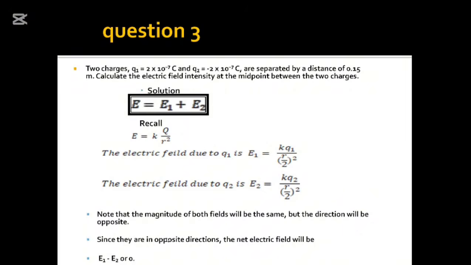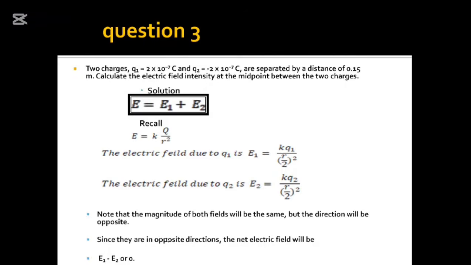Now we'll look at this before I guide you. This one says 2 charges, Q1 equal to 2 times 10 raised to the power minus 7, and Q2 equal to minus 2 times 10 raised to the power minus 7, are separated by a distance of 0.15 meters. The question says, calculate the electric field intensity at the midpoint between the 2 charges.